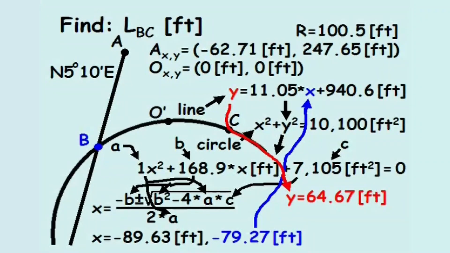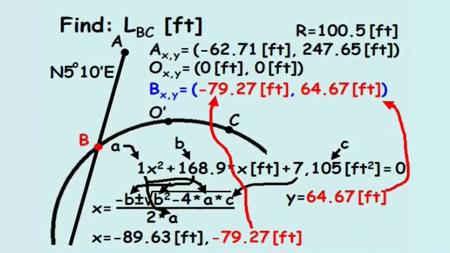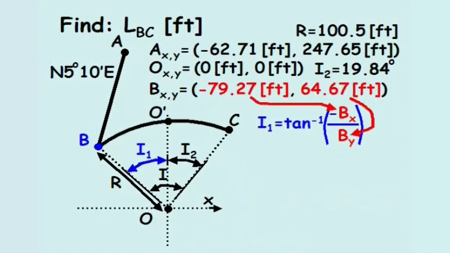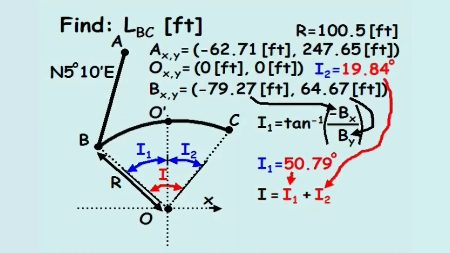By knowing the coordinates of point B, we can return to our equation for angle I1. Plug in the x and y coordinates of point B and calculate angle I1 to be 50.79 degrees. Now we can compute the value of angle I by adding 50.79 degrees and 19.84 degrees, which equals 70.63 degrees.